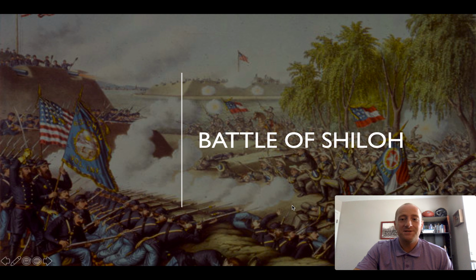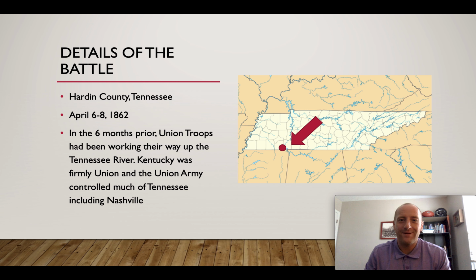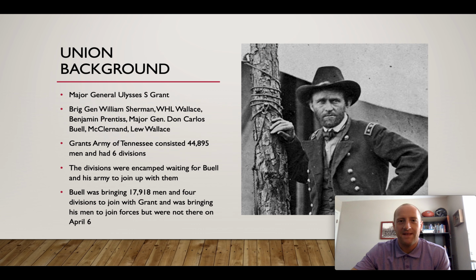I wanted to talk to you today about the Battle of Shiloh, which is another battle in the Civil War that happens in a place called Hardin County, Tennessee, which is where that arrow is pointed. What we have going on here is on April 6th to April 8th, the Union Army is working their way down the Tennessee River to go farther into the Confederate territory. By this point, they've captured all of Kentucky and most of Tennessee, so they're trying to work their way down, and this is the next stop, the next battle.